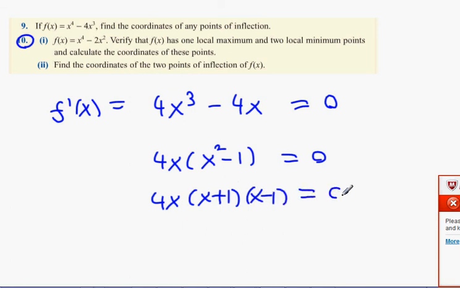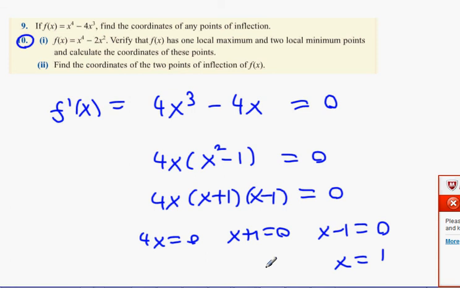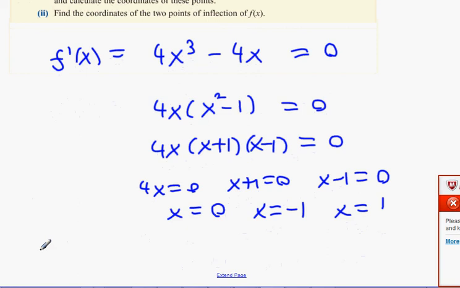Where do you get the x plus 1 x minus 1 there? Difference of two squares. X equals 0 for the first one. For the second one, it's going to be x plus 1 equals 0, and for the third one, it's going to be x minus 1 equals 0. X equals 1, x equals minus 1, x equals 0. It wants me to calculate the points, okay? Now, before I do that, I'm going to do the second derivative.